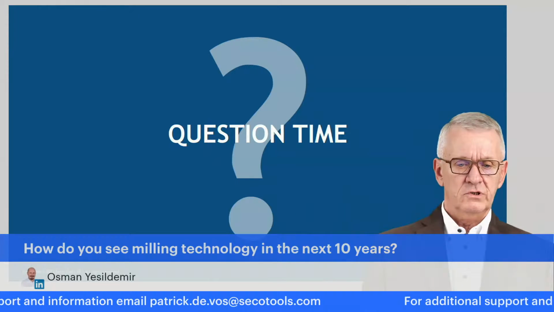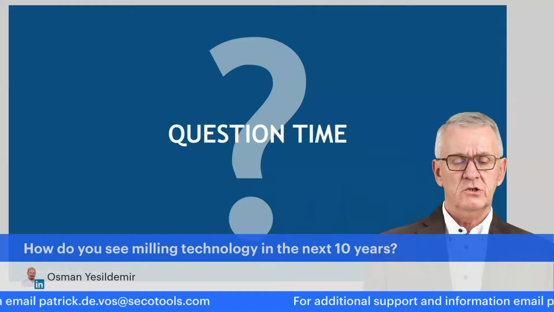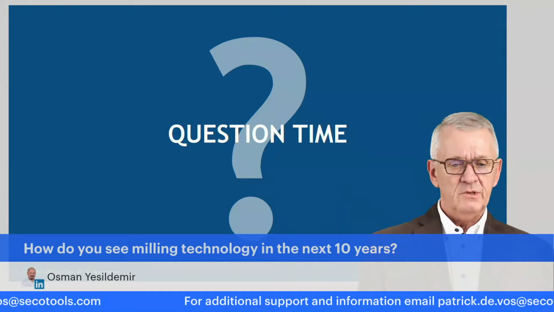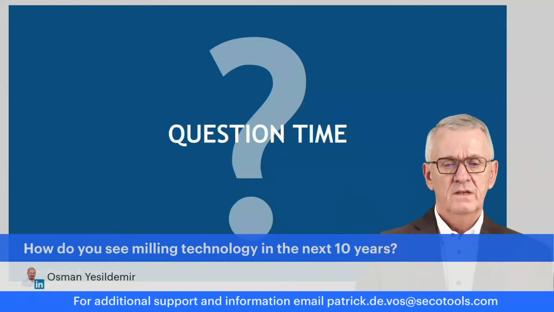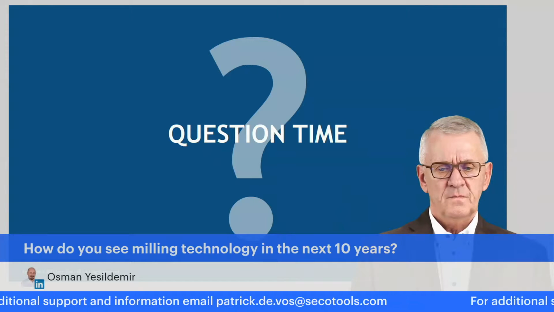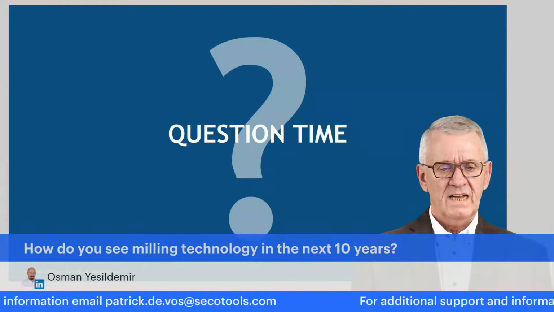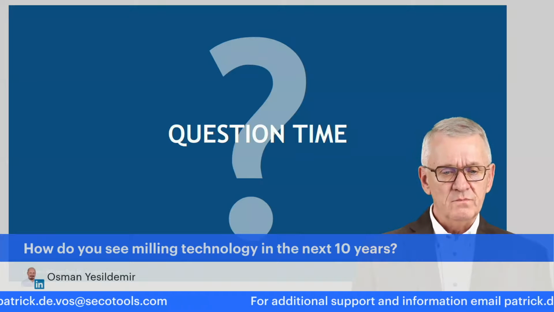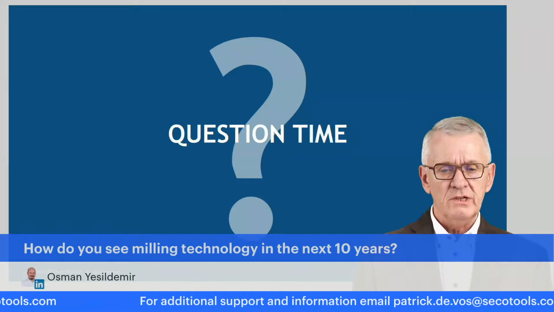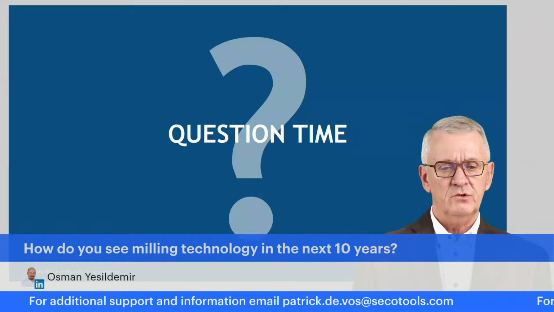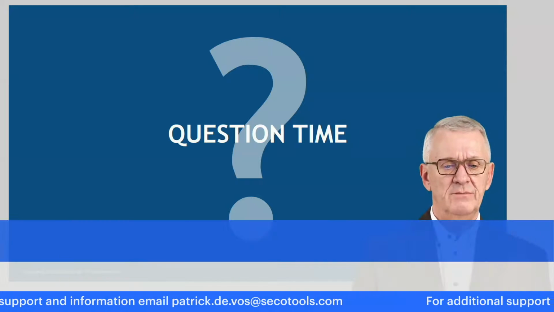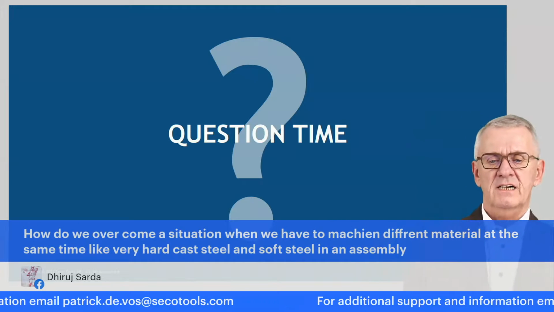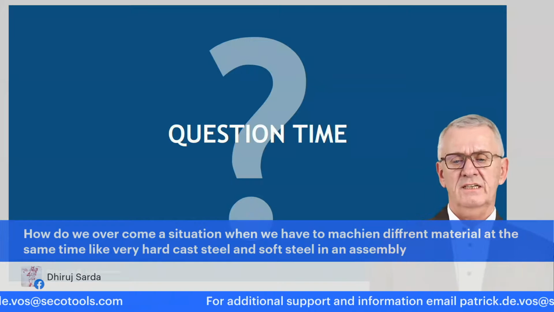And then the questions continue to come in. Sorry, the time. One last question. A question from Dirui: how do we overcome a situation when we have to machine different materials at the same time, like very hard cast steel and soft steel in an assembly?